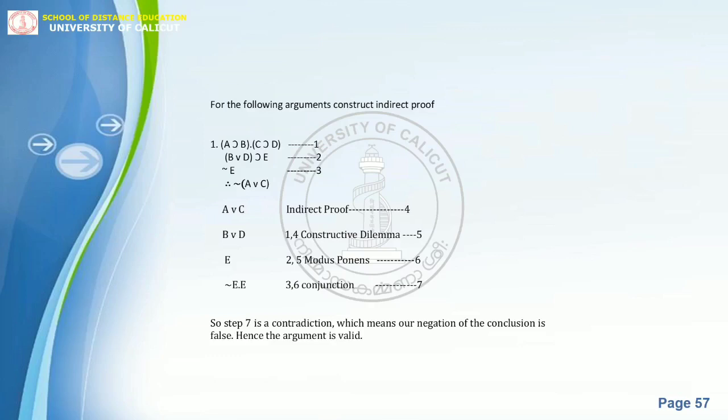Next, what I am going to do is apply rules of inference, and I have found that the first statement and the fourth statement have a relation of constructive dilemma, from which I can derive B or D. So hence I have derived B or D, written it as 1, 4 constructive dilemma, and numbered it as 5.